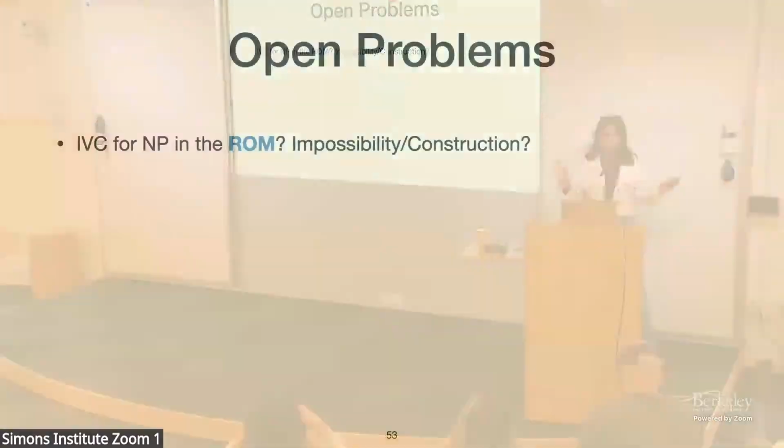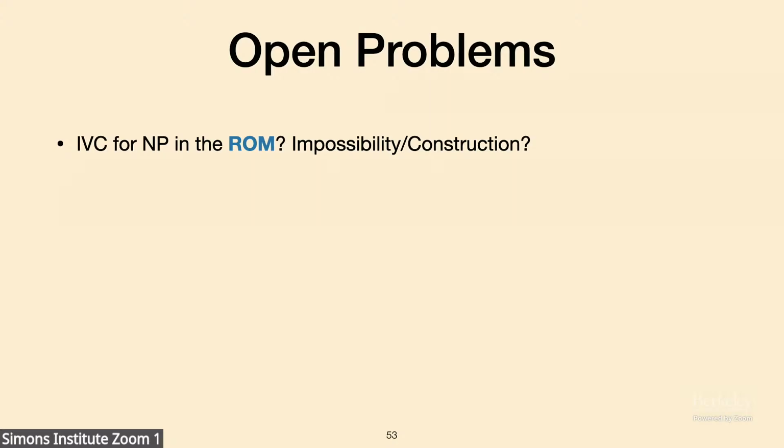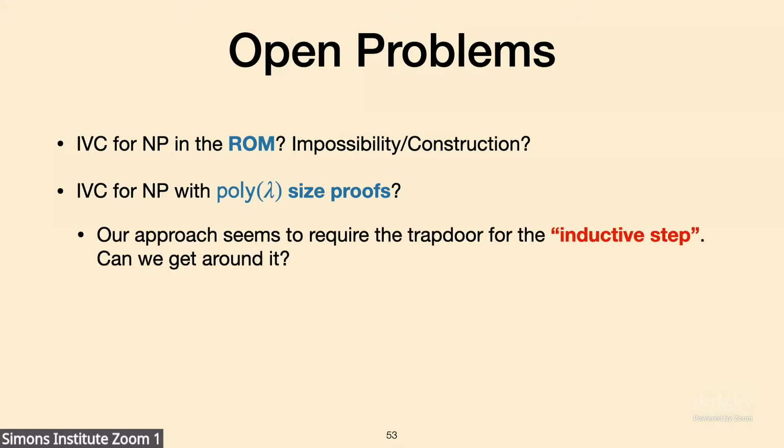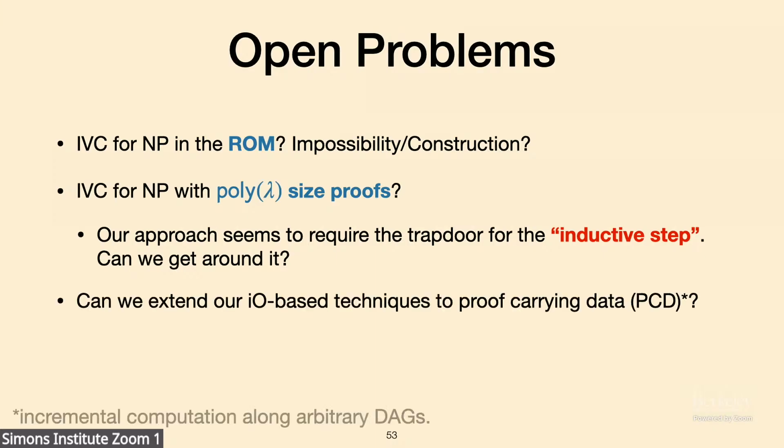Okay, so open problems. I said this very briefly, but can we construct IVC in the ROM? This would be awesome, or impossibility results would also be great. And this is the open problem: IVC for NP with polylambda size proofs. Do you really need this extraction or this inductive step or so on?